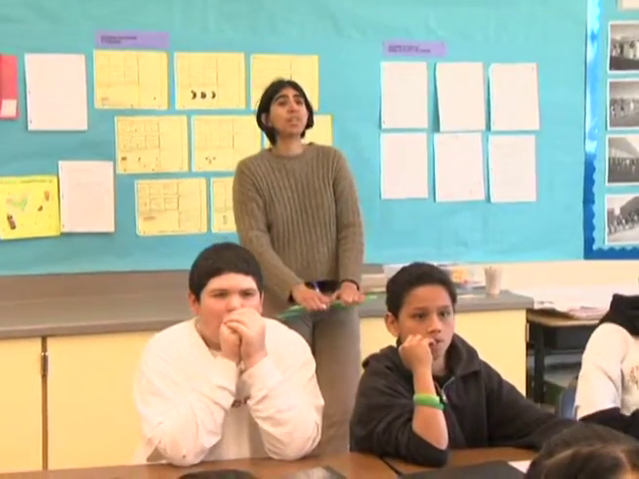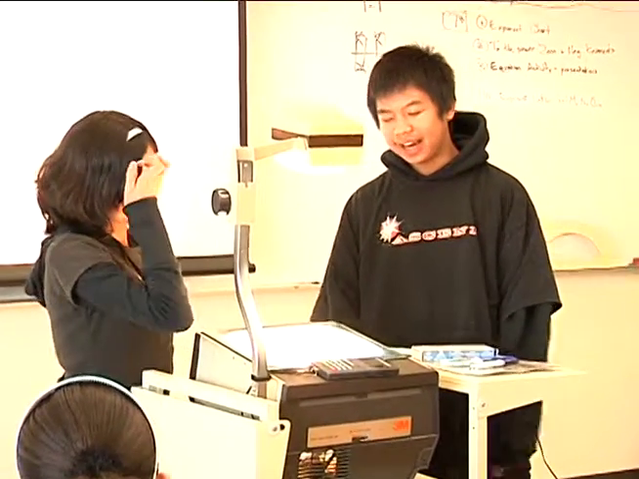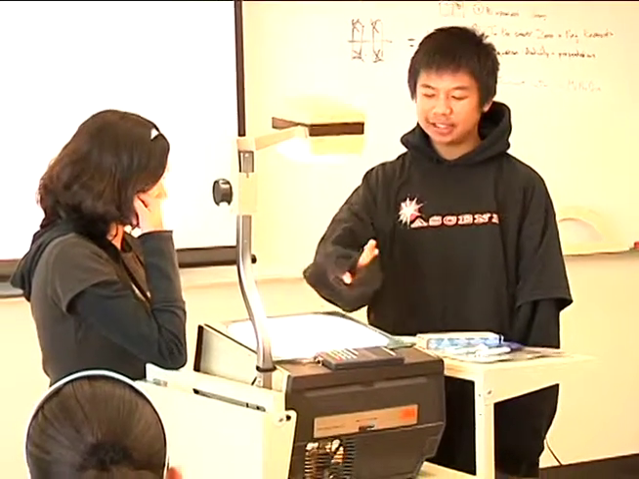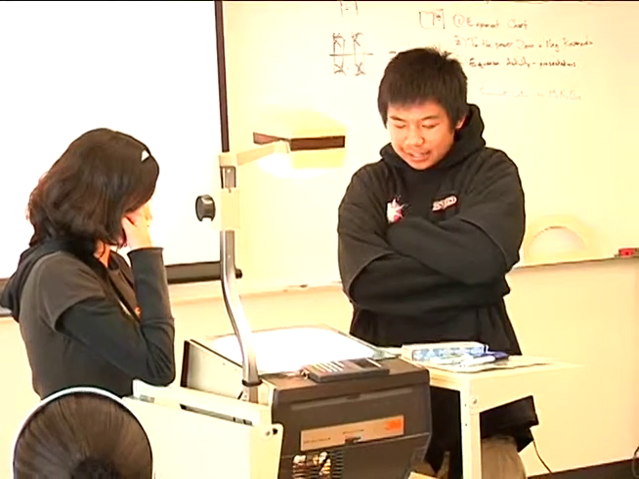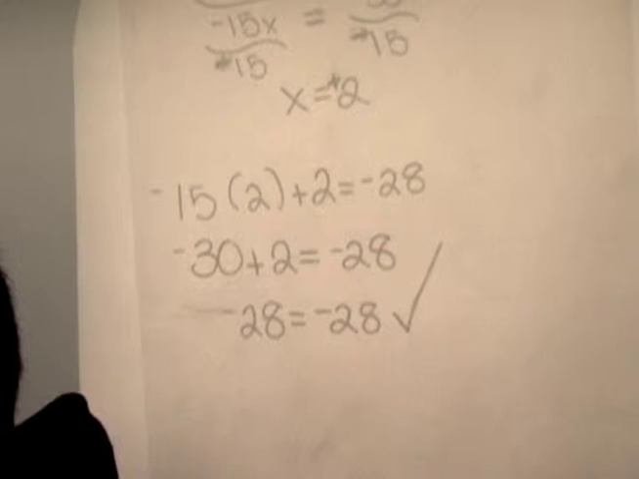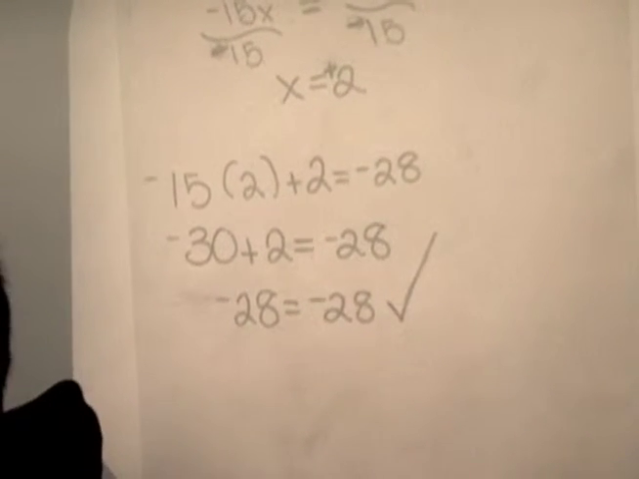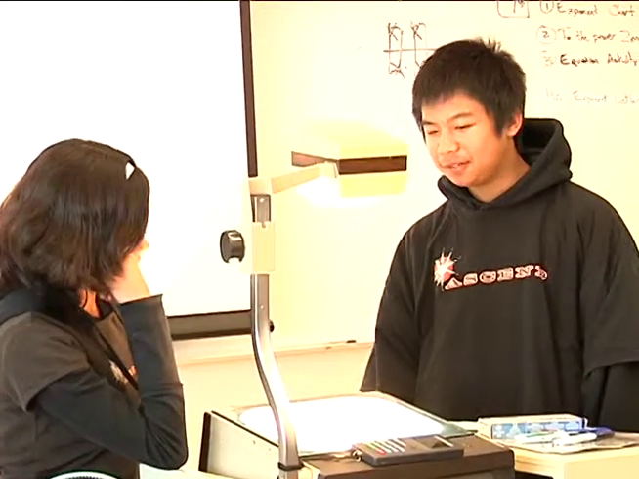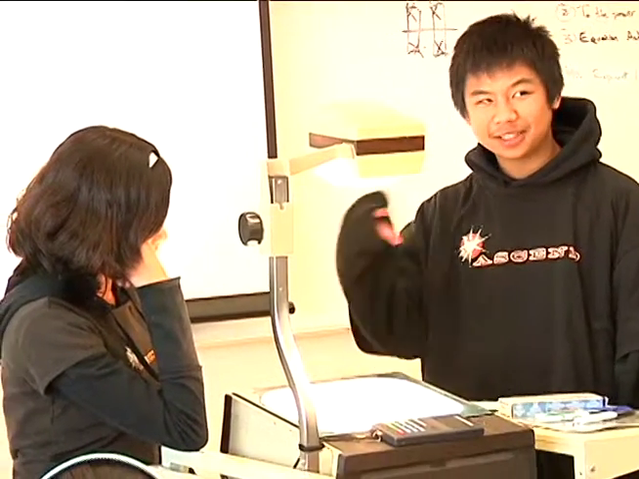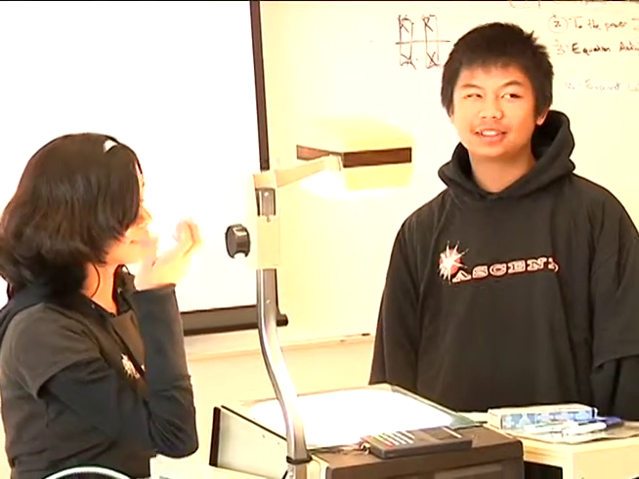Okay, go ahead to your check. We checked our answers by rewriting the answers, but instead of putting x, we put 2's, and it's negative 15 times 2 plus 2 equals negative 28, so we plugged it in, and it was negative 30 plus 2 equals negative 28, so it's equal, so it's check. Balanced. Great, good job.